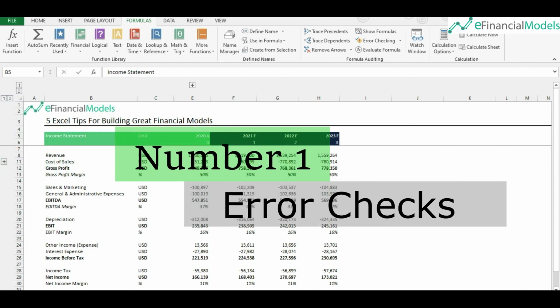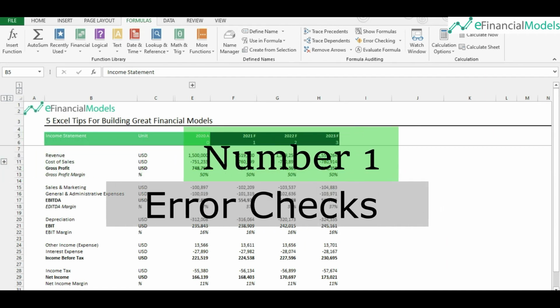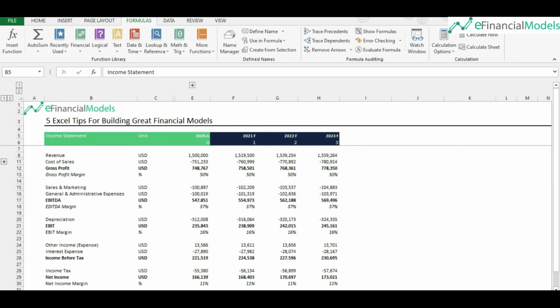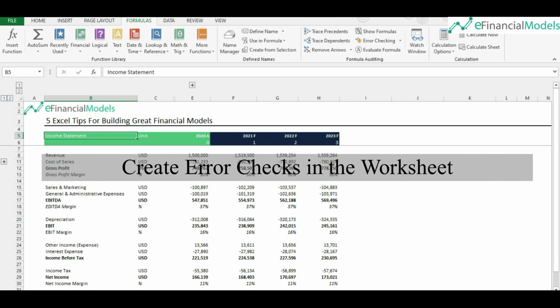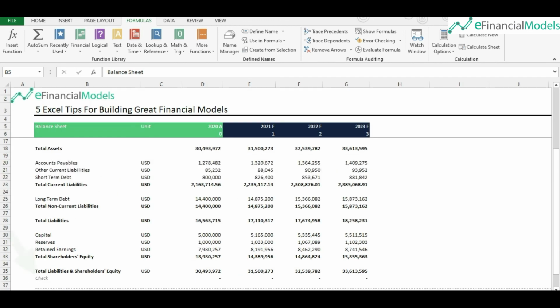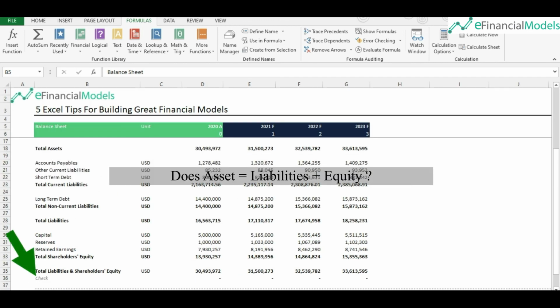Number 1. Error checks in Excel. When using formulas in a financial model, it is wise to always check for errors. Use the error checking button under the Formula Auditing group to help you identify and fix formula errors. Also, you can build your very own error checks in the worksheet. For example, in the balance sheet, check if assets is equal to liabilities plus equity.